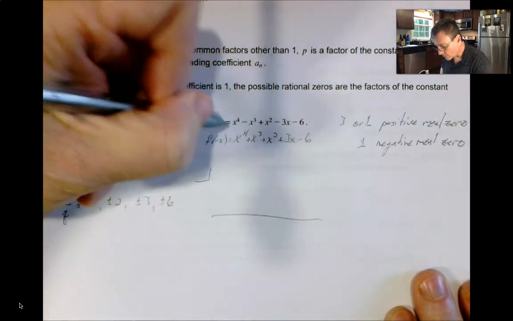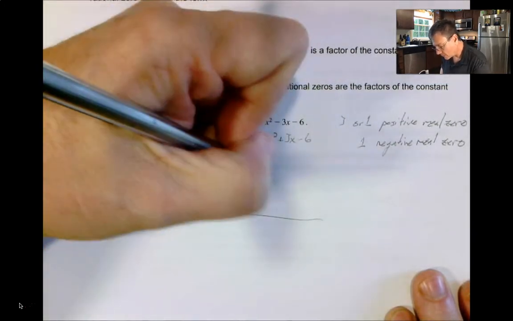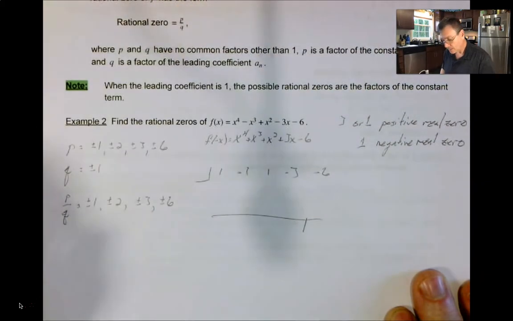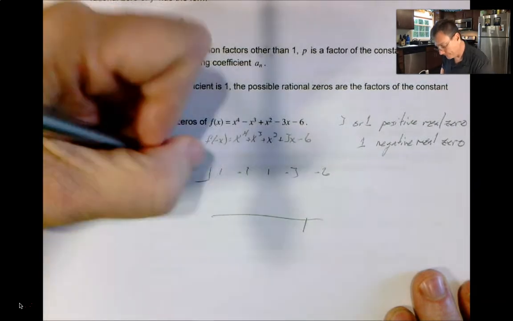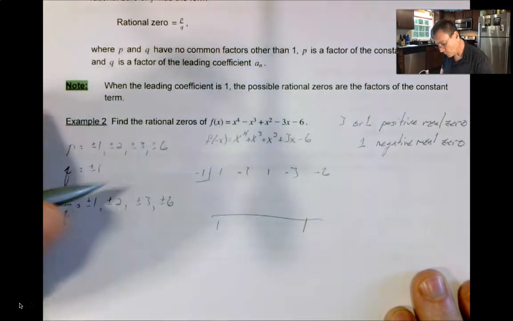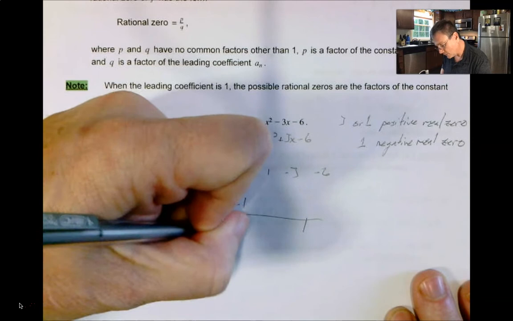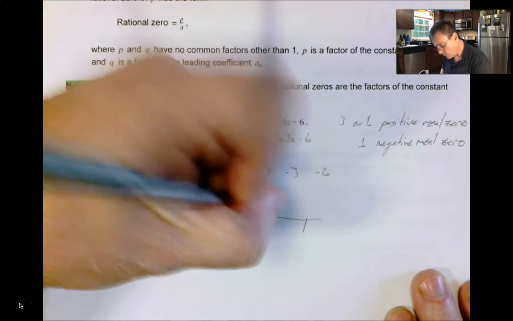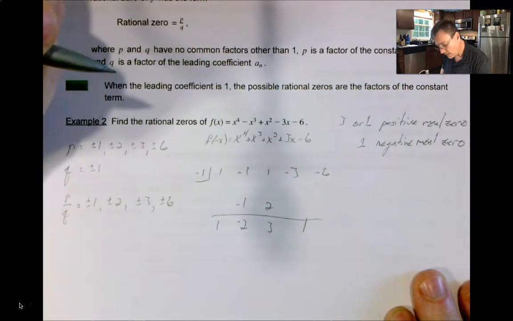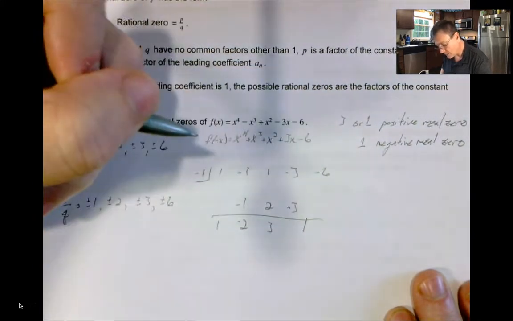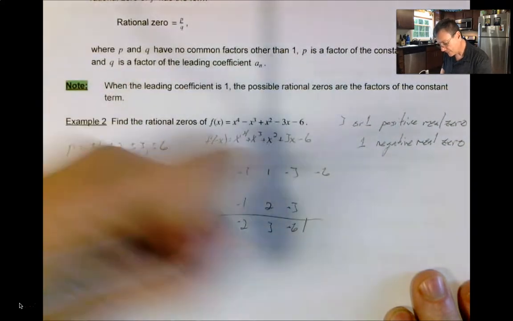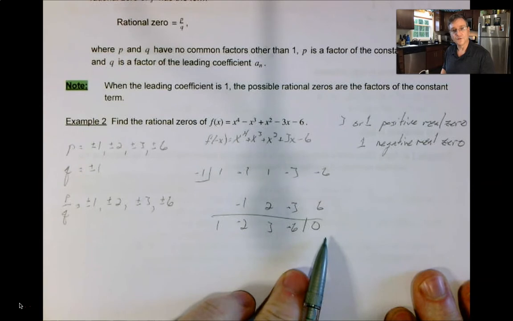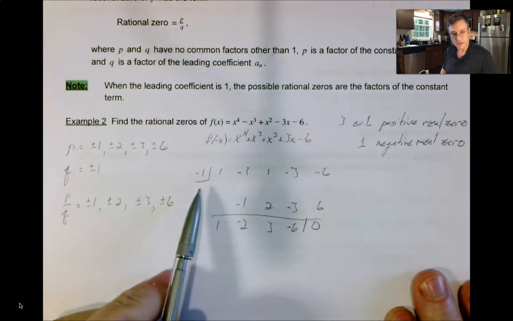We go 1, negative 1, 1, negative 3, negative 6, and let's try negative 1. 1, negative 1, negative 2, 2, 3, negative 3, negative 6, 6, 0, and I got a 0 on the first try. That's lucky, it's great, it's awesome.